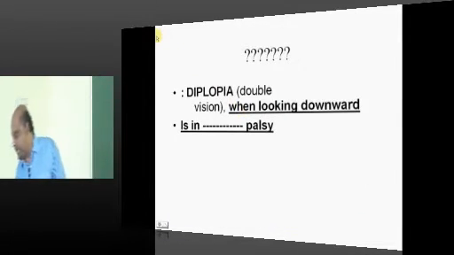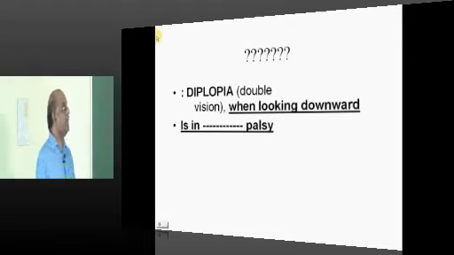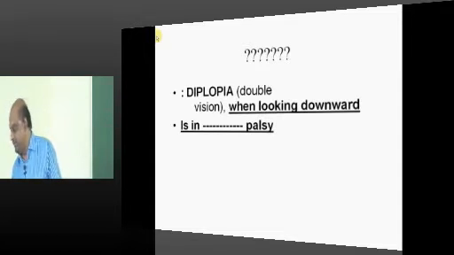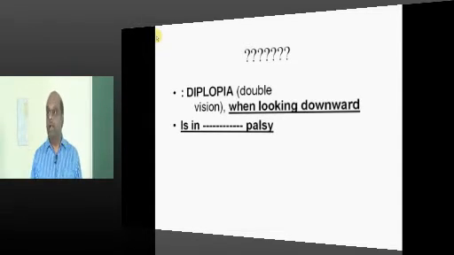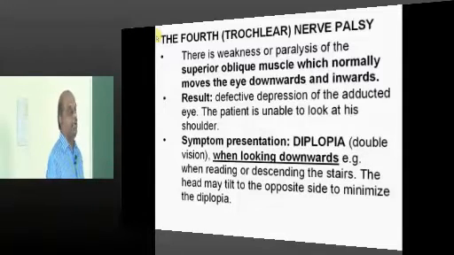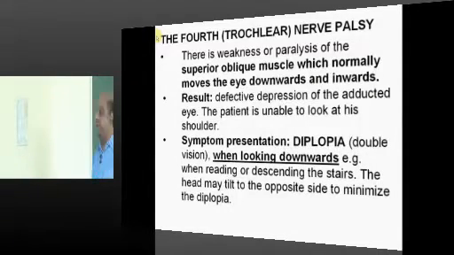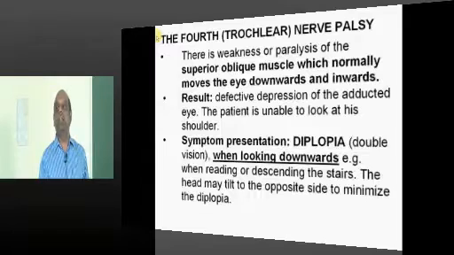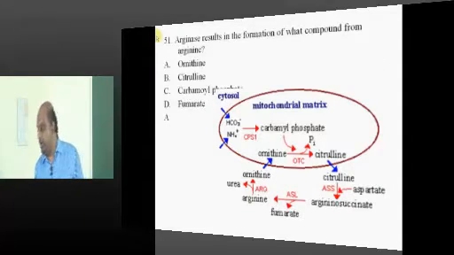Now you shoot me an answer, doctor. Diplopia. Excellent. We get the correct answer. Superior oblique, which is the trochlear nerve palsy, will typically lead to the problem of diplopia when looking downward, is what needs to be remembered.